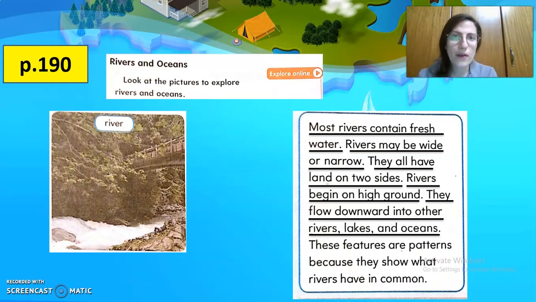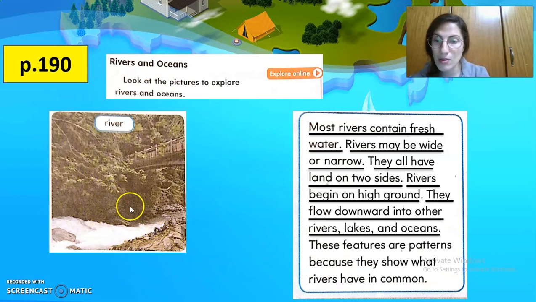What about the shape of the river? Rivers may be wide or narrow. What else? Rivers are surrounded by land on both sides, as you can see in the picture.